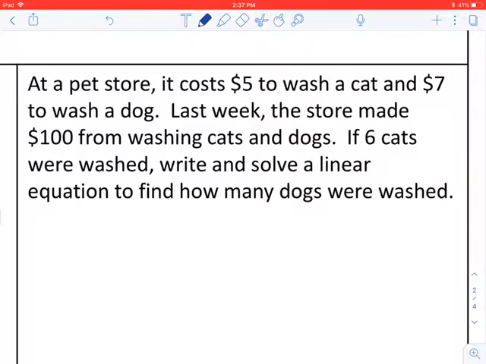At a pet store, it costs $5 to wash a cat, $7 to wash a dog. Last week, the store made $100 from washing cats and dogs. So I'm going to stop right there and label some things. Washing a cat is x. 7 is washing a dog, so that's y. So I've got 5x plus 7y equals our total of 100.